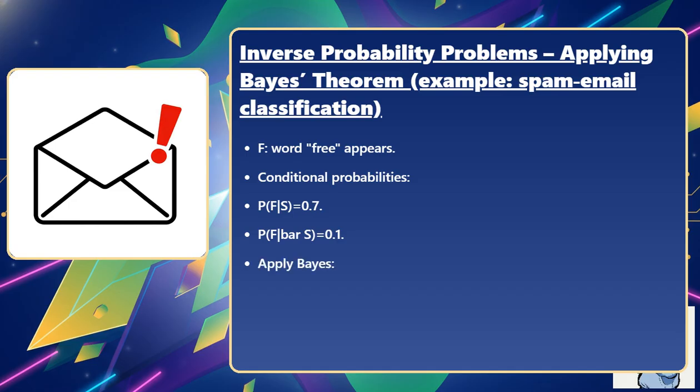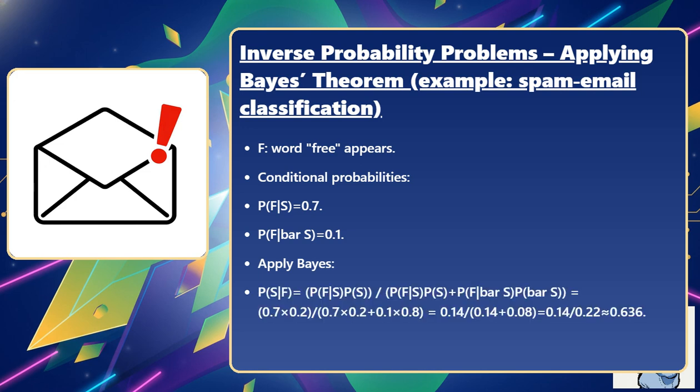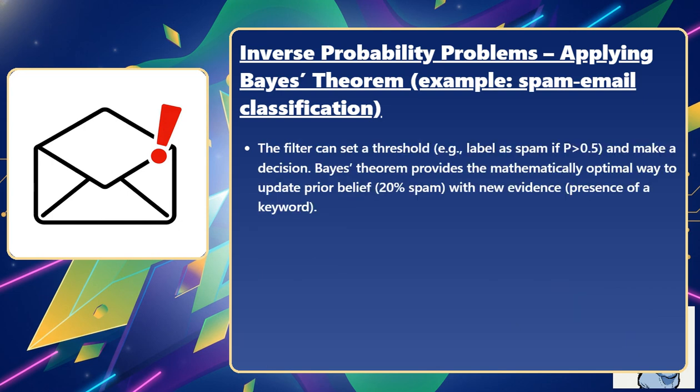Apply Bayes: P(S given F) equals P(F given S) times P(S), divided by P(F given S) times P(S) plus P(F given not S) times P(not S), equals 0.7 times 0.2 divided by (0.7 times 0.2 plus 0.1 times 0.8) equals 0.14 divided by (0.14 plus 0.08) equals 0.14 divided by 0.22, approximately 0.64. Thus, an email that contains "free" has about 64% chance of being spam. The filter can set a threshold.